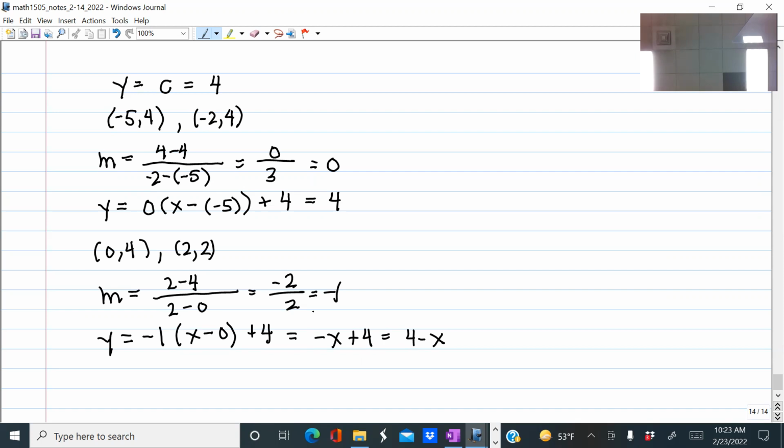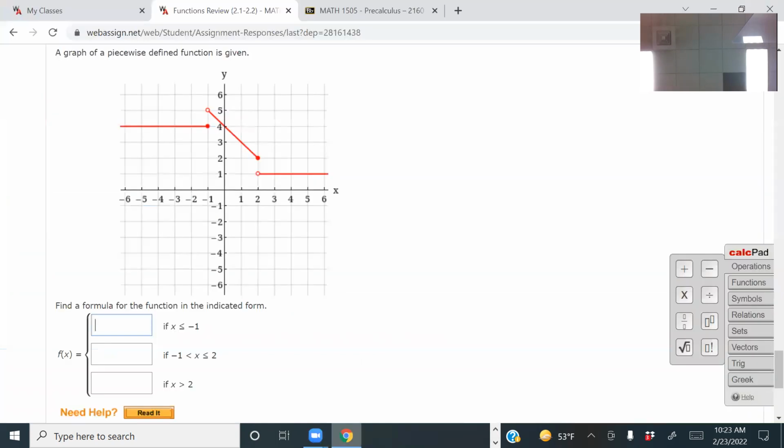So there's what the formula is. 4 minus x goes into that second box, or minus x plus 4 will work also in that second box. Jakayla.